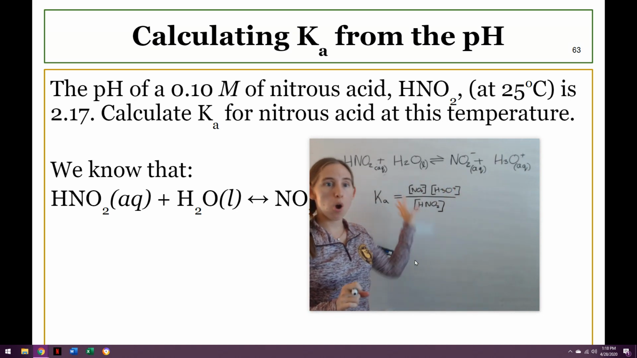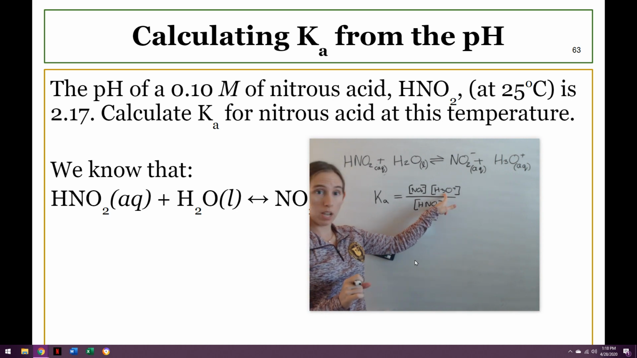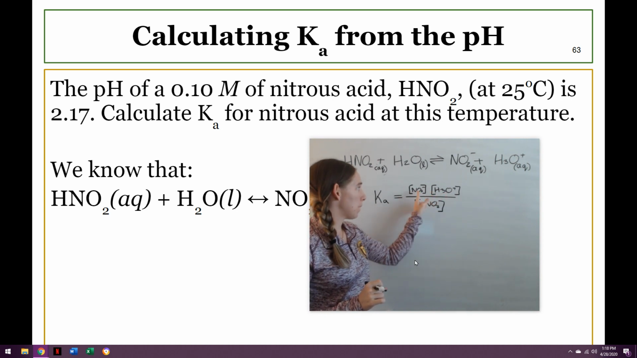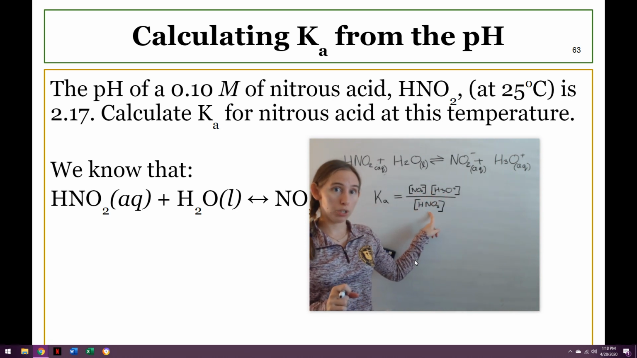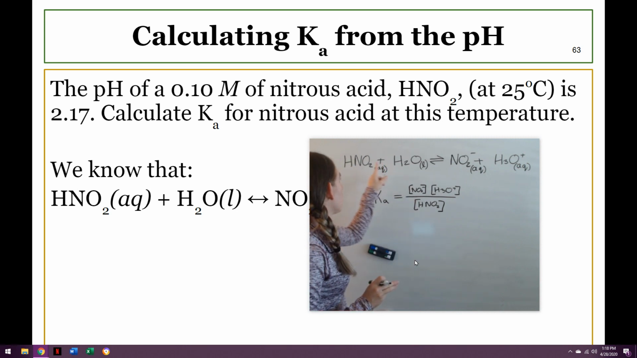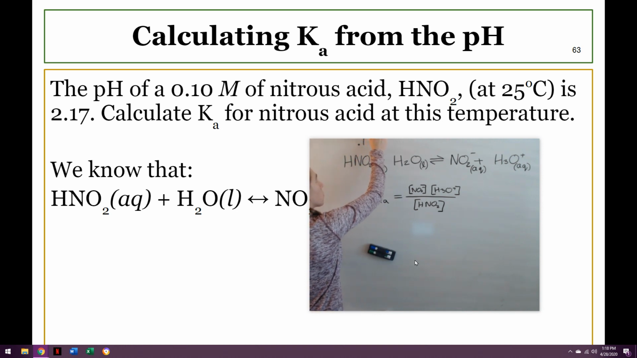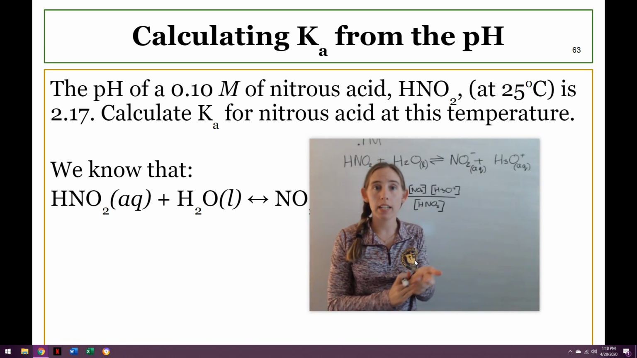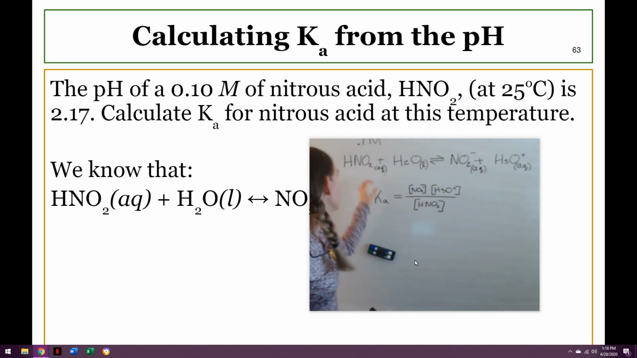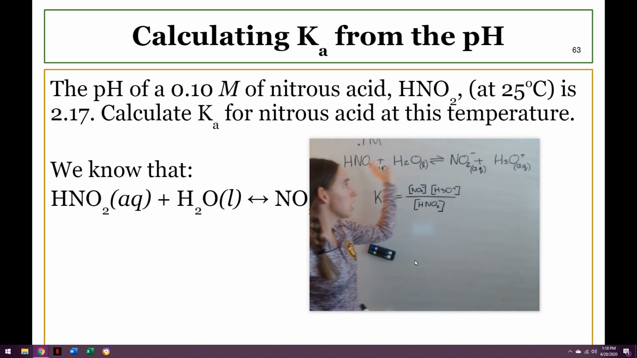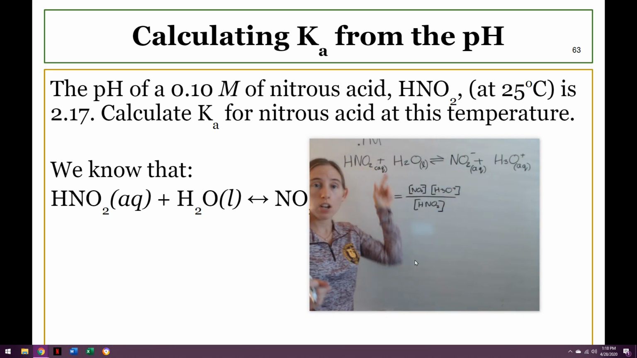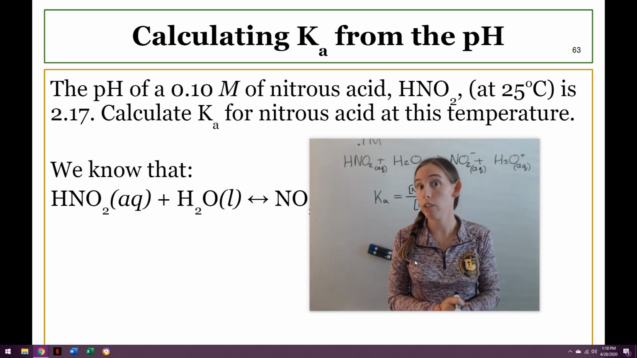So we need to plug in all of these numbers here. We need to find H3O, we need to find NO2 minus, and we need to find HNO2. Now, it's telling us that originally we had a 0.1 molarity solution of HNO2. We can't exactly use that in place of here, because that's initially or originally. We need to find the equilibrium concentrations, because as soon as some of this dissociates, we're going to have less concentration of that. We don't know how much less, so that's what we have to figure out.